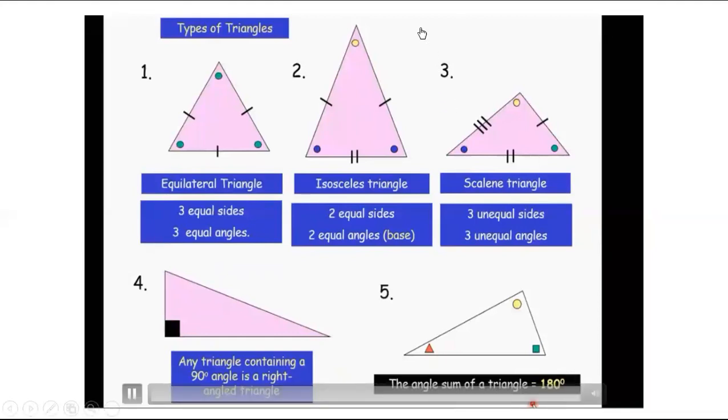I hope students, you have learned how to find out the types of triangles.